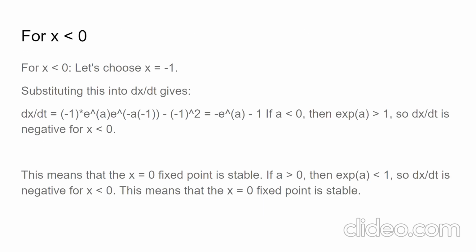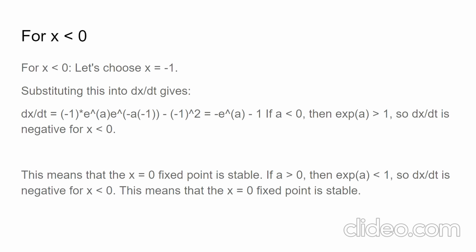So for x is less than 0, let's choose a value of, say, x is equal to negative 1. By substituting this into our derivative, dx/dt, we get dx/dt is equal to -1 times e to the power of a, e to the power of a minus 1, or minus (a - 1) squared. And if we simplify this, we get minus e to the power of a minus 1.